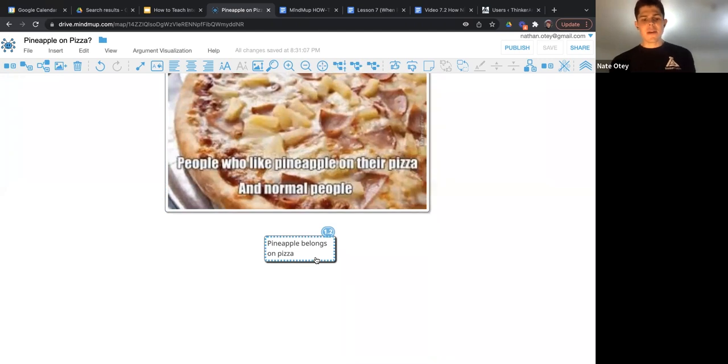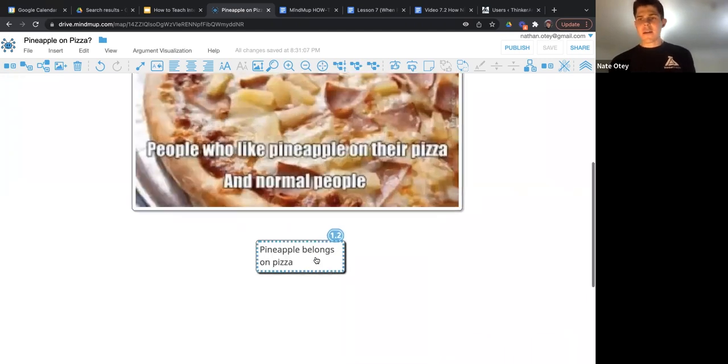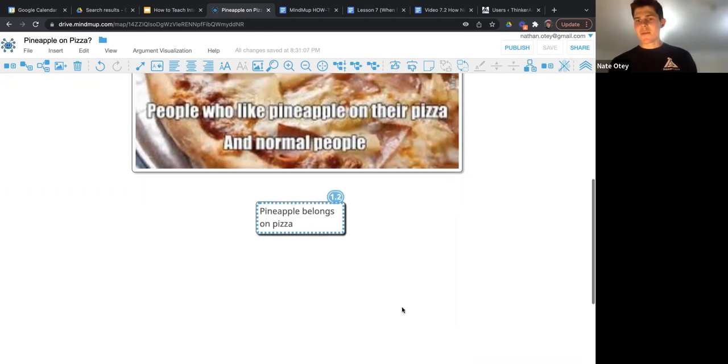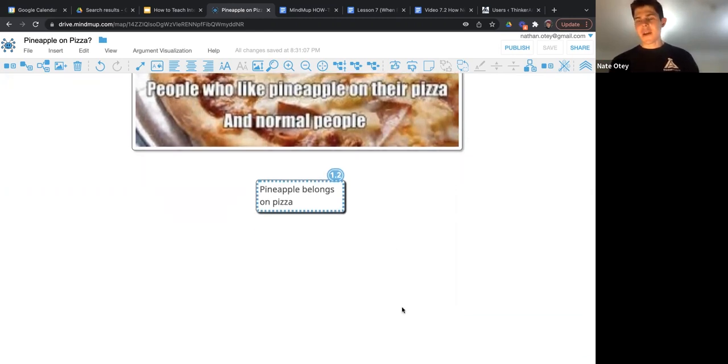I've got a claim here that pineapple belongs on pizza, and in an argument, we want to support a claim with reasons and evidence. So I'm hoping that some of you out there are pineapple enthusiasts, and you might be willing to stick up for this claim. Could you offer a premise or a reason to believe that pineapple belongs on pizza? And then I'll show you how we can go about mapping that. So anybody willing to stick up for pineapple?